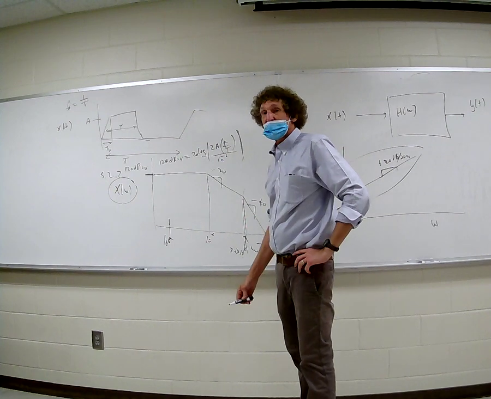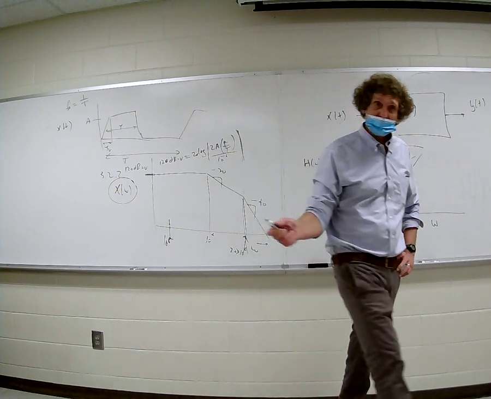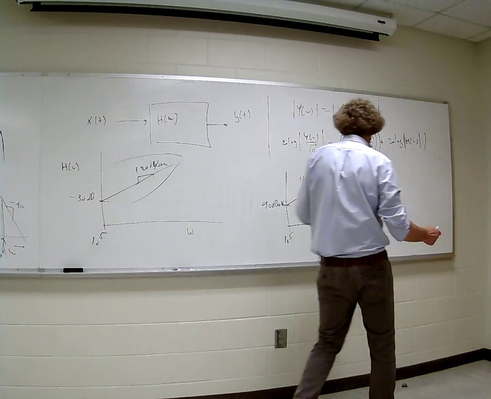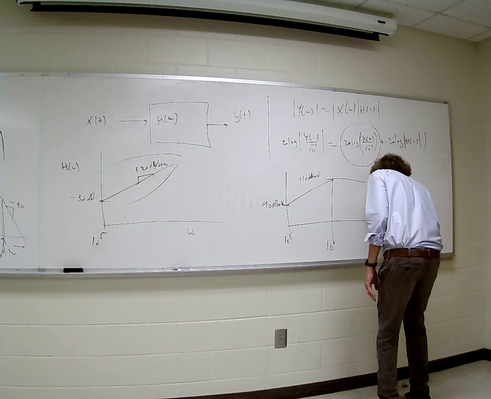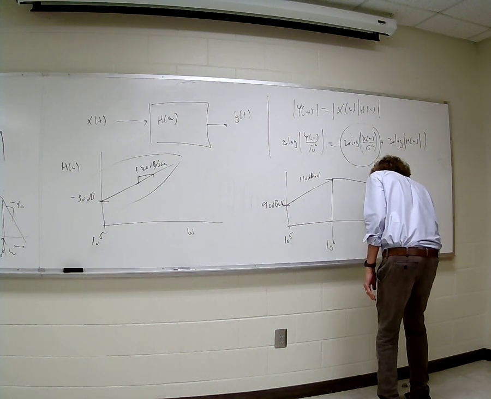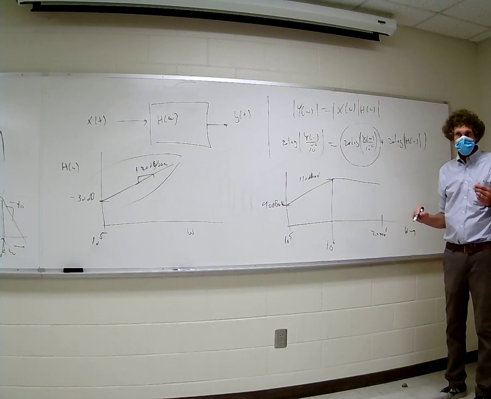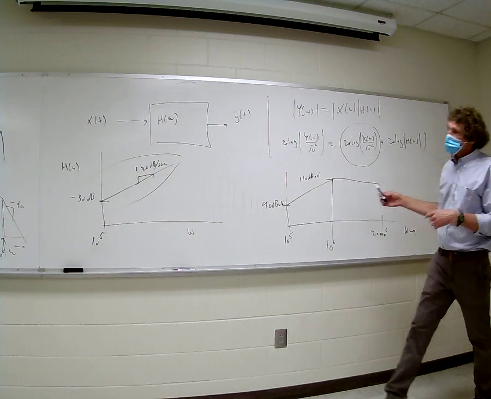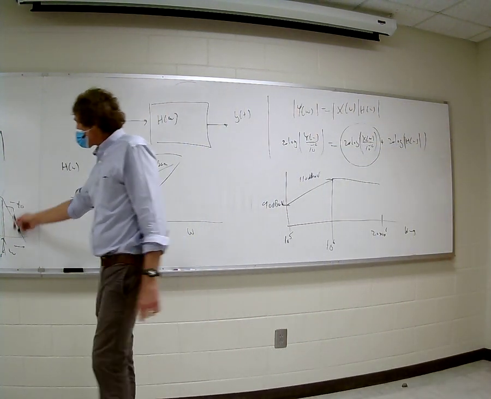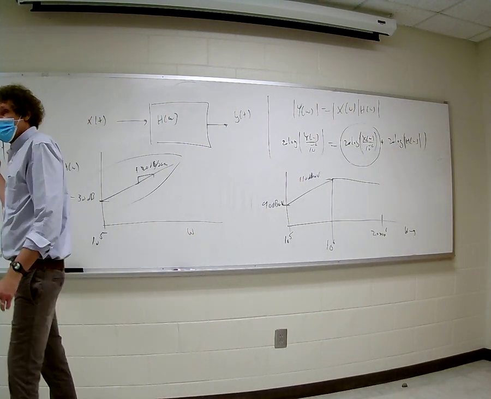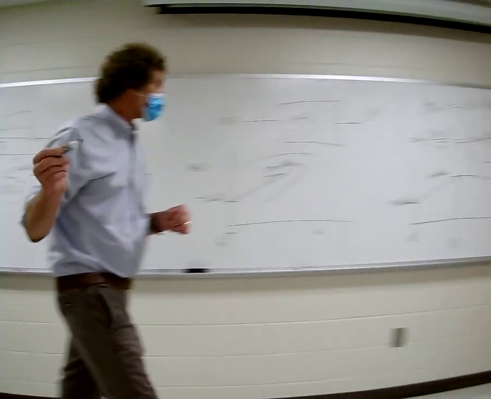At 20 times 10 to the 6th, right? Now this is important, you see this, so pay attention. I went from 10 to the 6th, now I'm at 20 times 10 to the 6th. Now what happens? It's down minus 20. Now you add minus 40 dB to an increase of 20 dB per decade, and that's going to be a decrease of 20 dB per decade, so it looks like this.